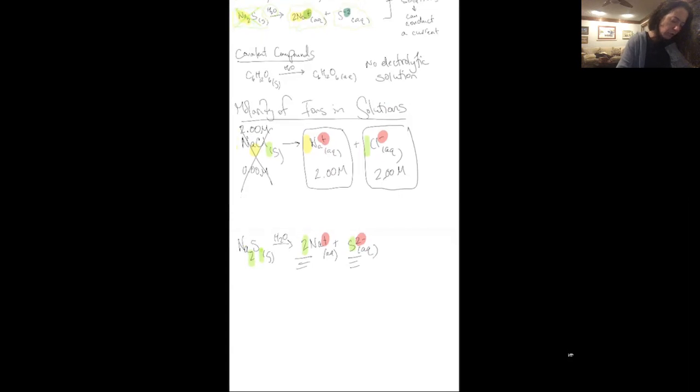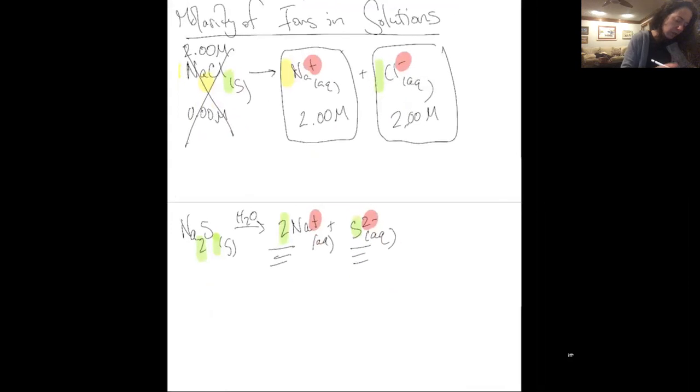Okay, so there are your dissociation equations, and we were looking at our molarity of ions. Let's say that this is 2.00 molar sodium sulfide. Well, there are 2 sodiums. Let me make that more clear. There are 2 sodiums, change the color, we've already used that color, 2 sodiums here for every 1 molecule.